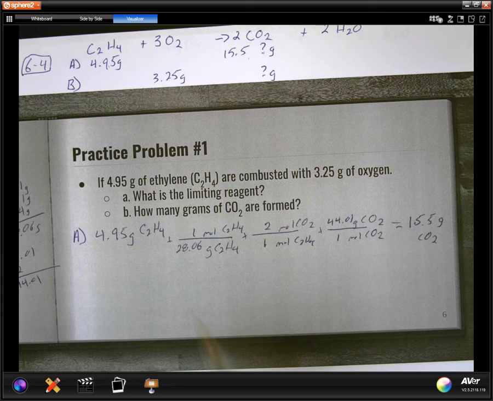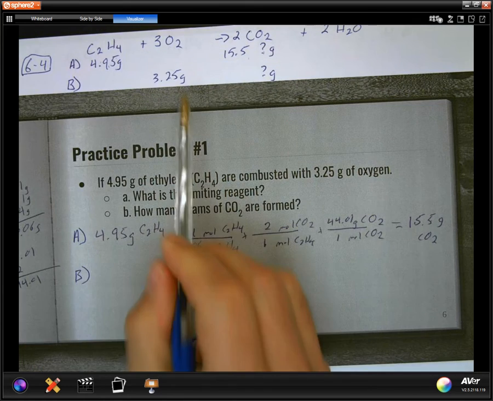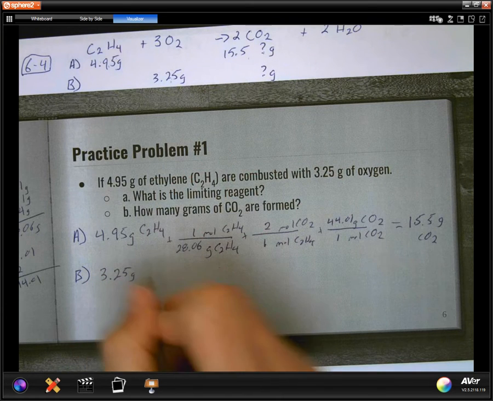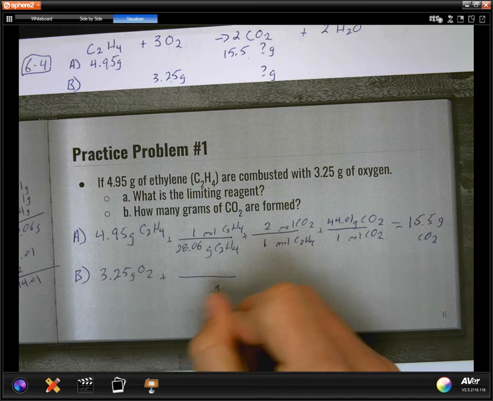If you're feeling comfortable, go ahead and pause the video, try this yourself, and see if you can finish out the last two problems. If not, I'll show you how to do it, and there's another practice problem for you guys to try. Okay, scenario B. Starting point, 3.25 grams of oxygen. Set it all up, follow your units.